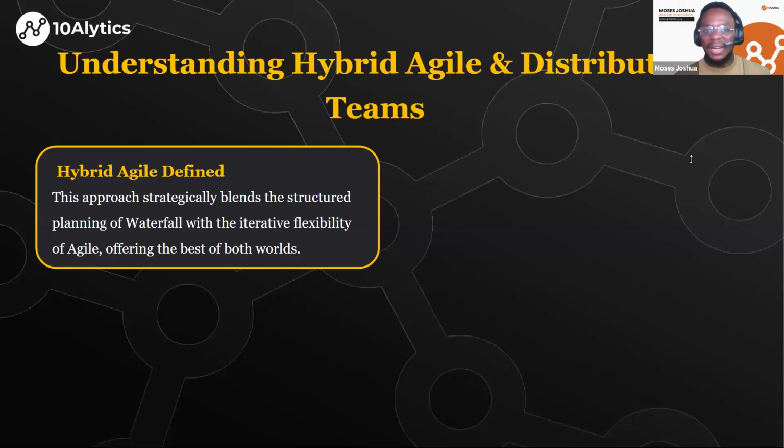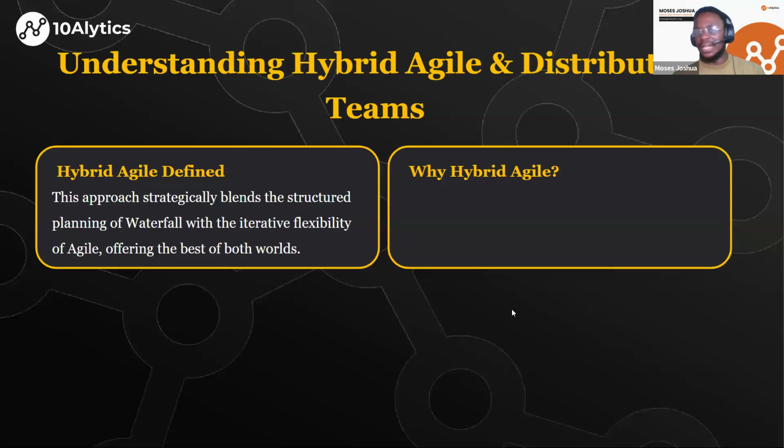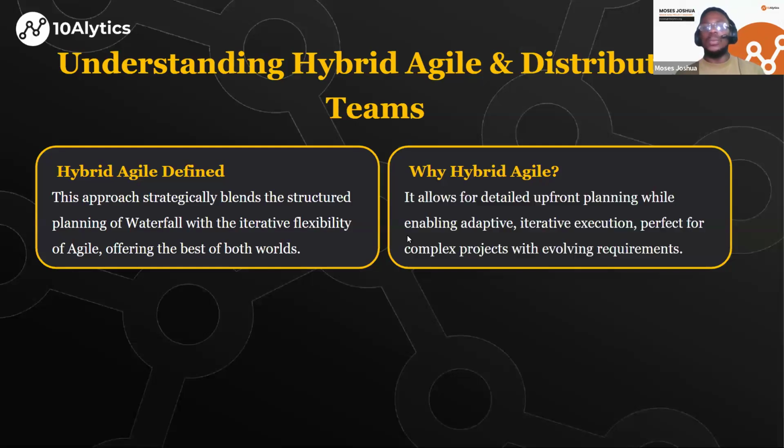When you bring them together, they now produce a good result at the end of the day. Now, the question I would like to ask is what? Why hybrid agile? Why do we even want to go into that? It allows for upfront planning while enabling adaptive, iterative execution. So what does this simply mean?